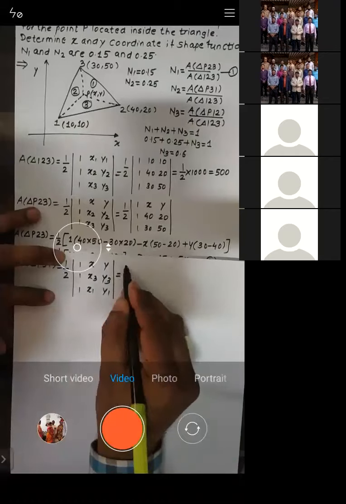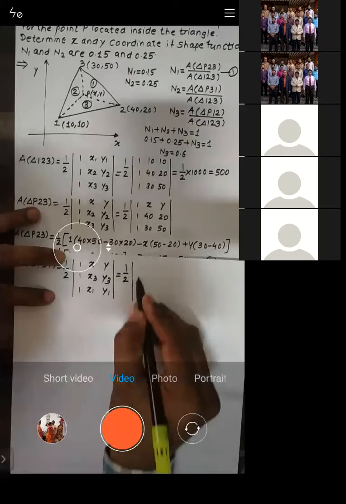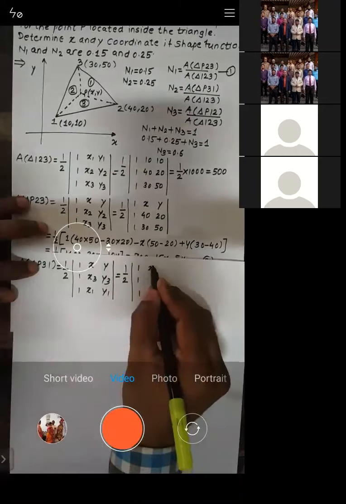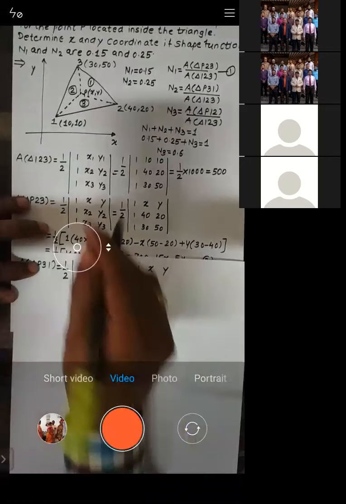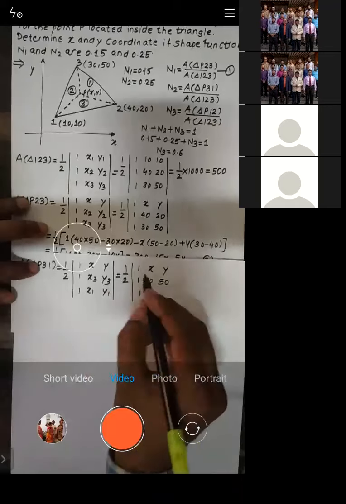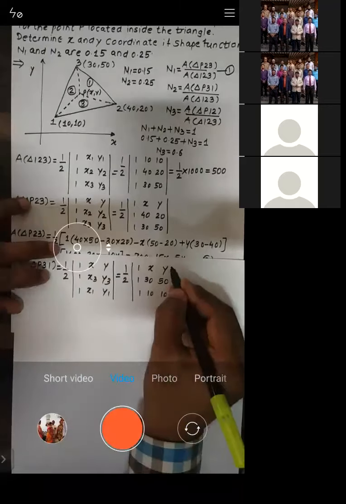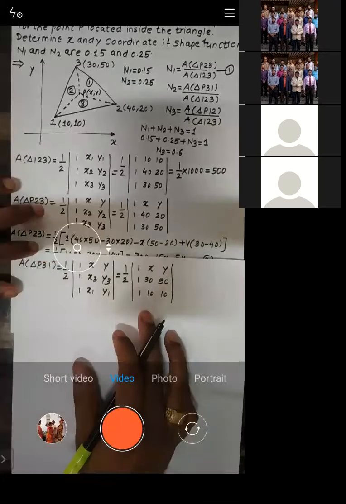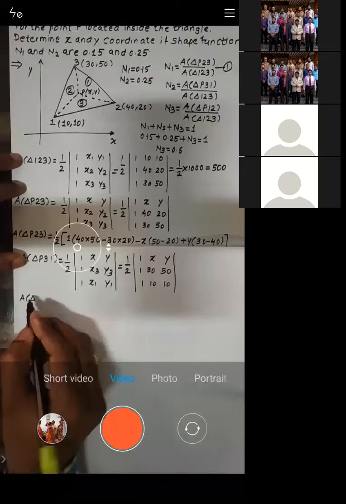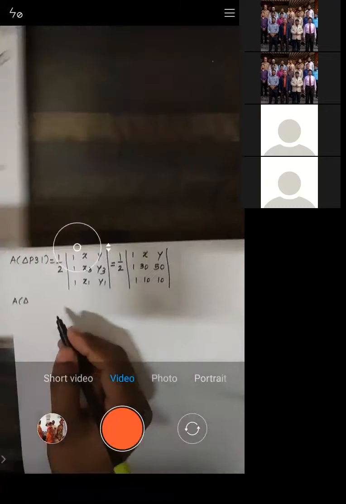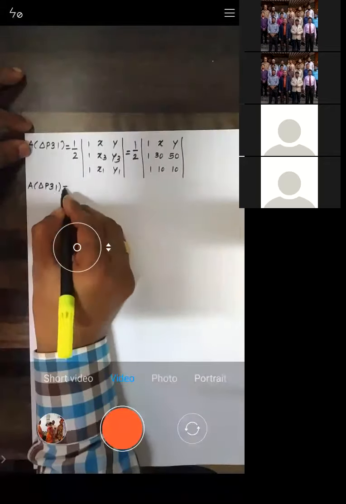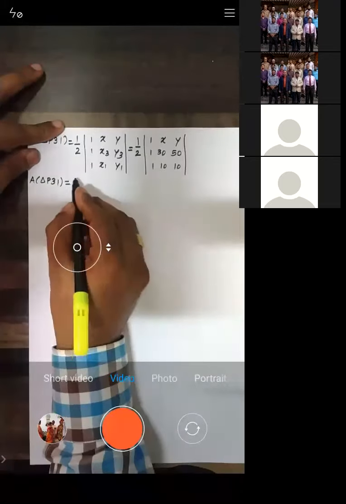So it is equal to half into 1, 1, 1, then x and y, then x3, y3, which is 30, 50, and x1, y1, which is 10, 10. Is it okay? Now we need to manually calculate it. So we'll write down the area of triangle P31, which is given by half.